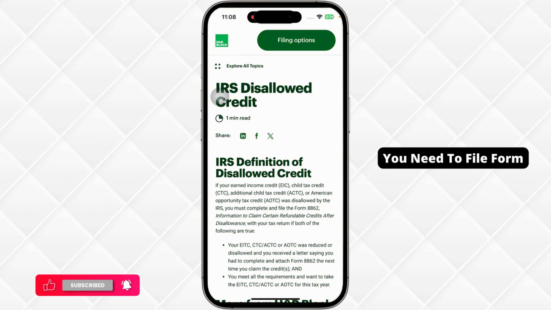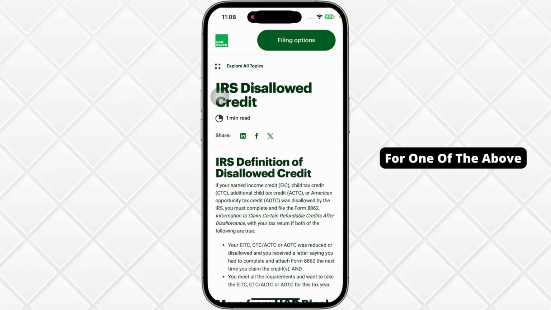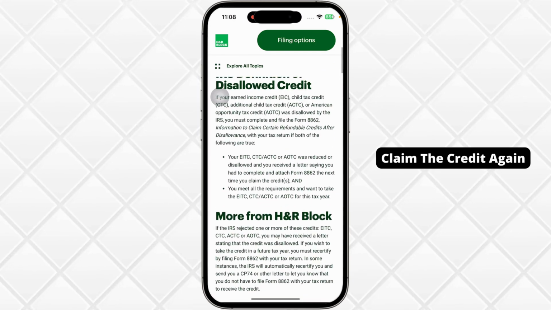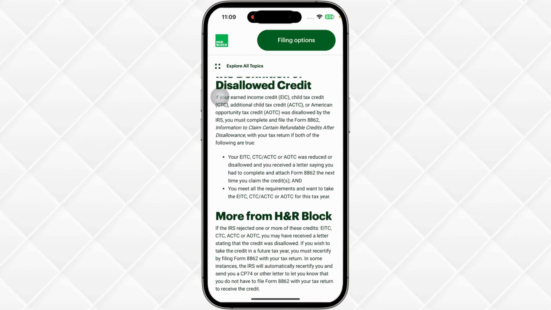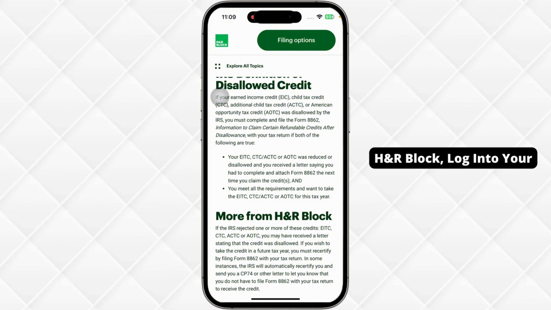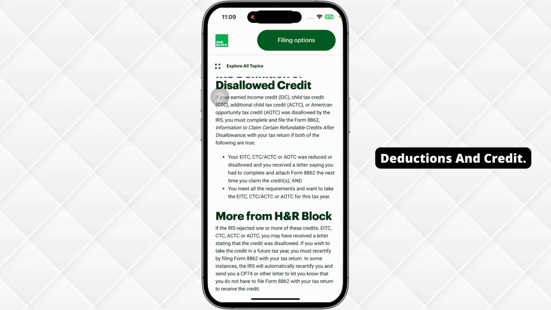You need to file Form 8862 if the IRS denied or reduced your claim for one of the above credits on a previous tax return. You are eligible to claim the credit again in the current year. For that, you can head over to the website of H&R Block, log into your account, go to the Federal Taxes section, select Deductions and Credit.